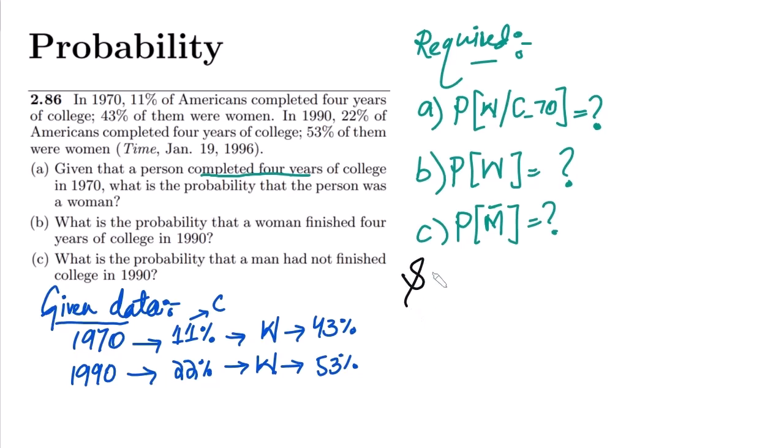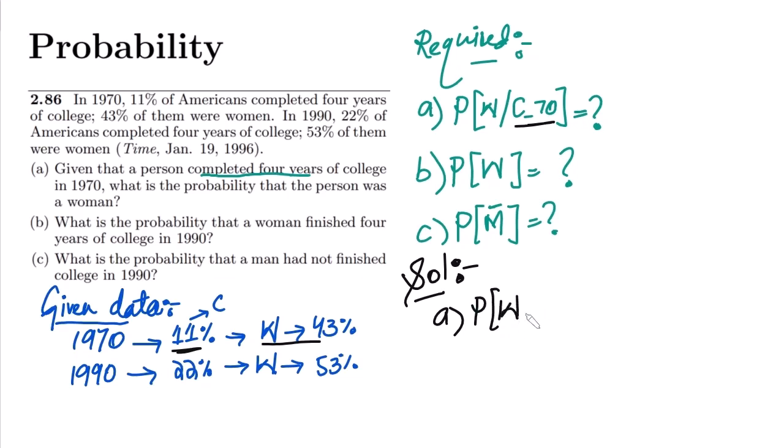So now in order to solve them, this is the solution. In part A, we can clearly see that this is a conditional probability, and it was 1970. In 1970 there were 11% who obtained the college degree, and out of them 43% were women. So this is already given as 0.43, but using the conditional probability formula, let me prove it.